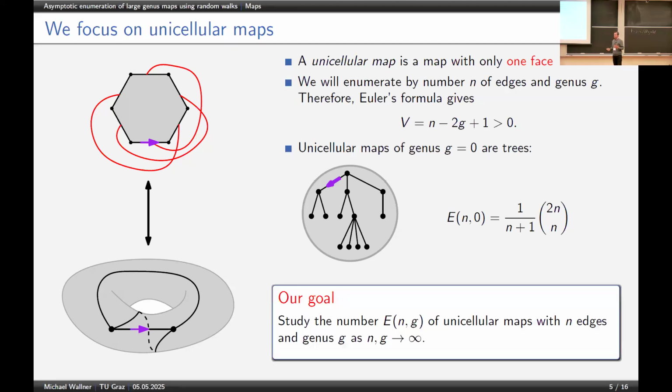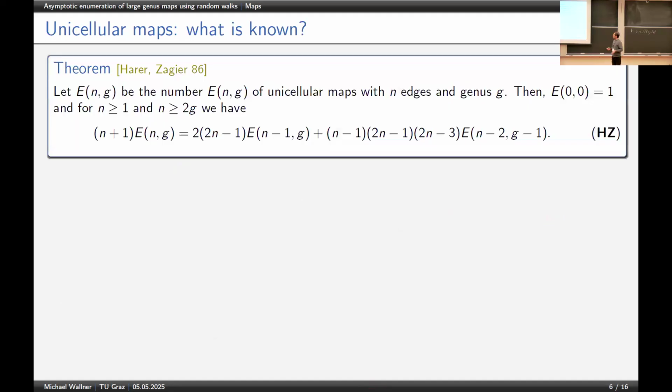And our goal is now to study this number. I call it E_{n,g} from now on, the number of unicellular maps with n edges and genus g. I'm interested in what happens if n and g both go to infinity. So what is known here for this special case? Here we have a really nice result.